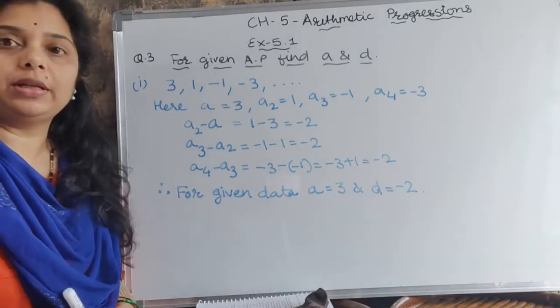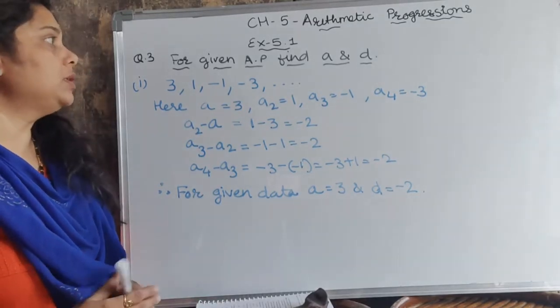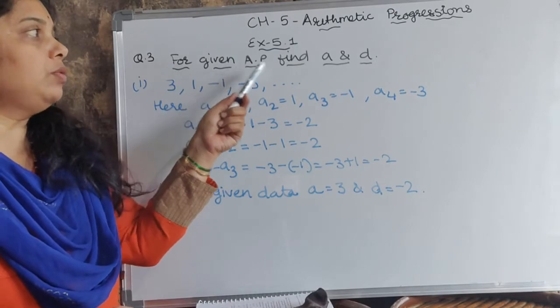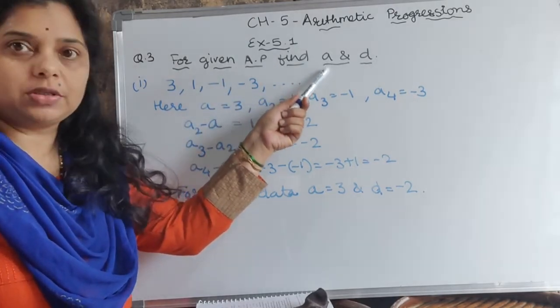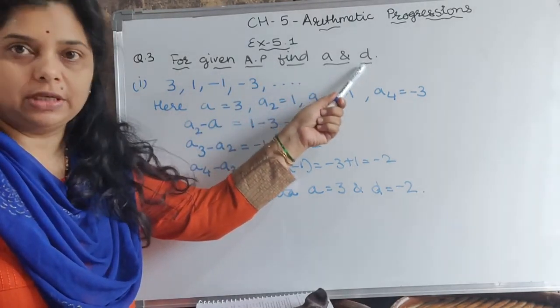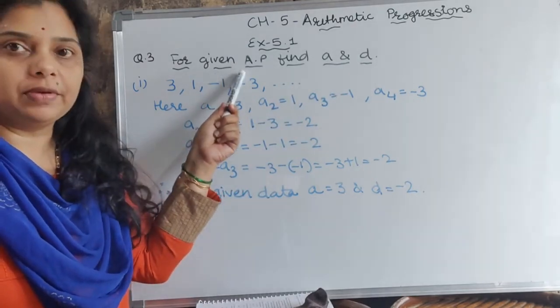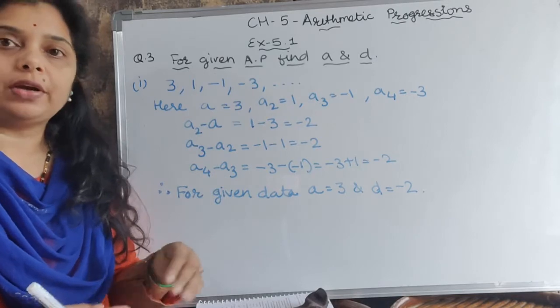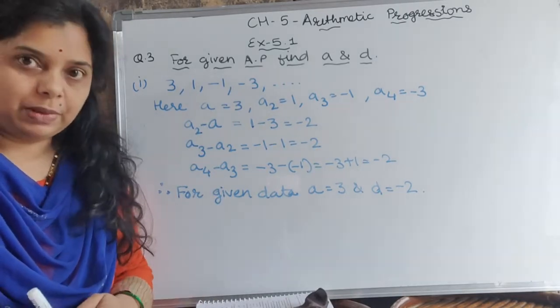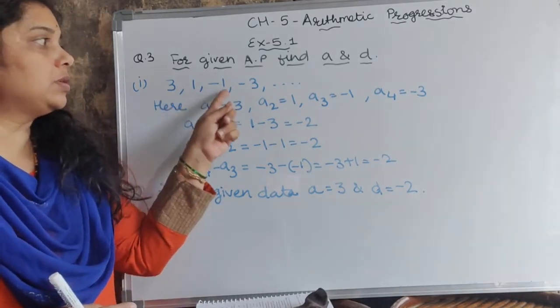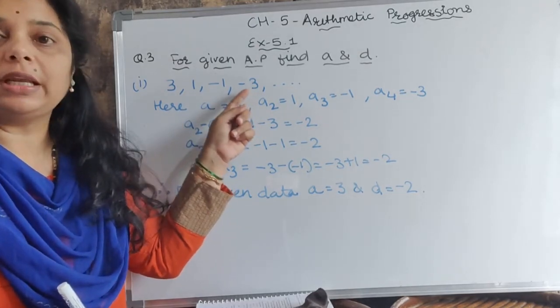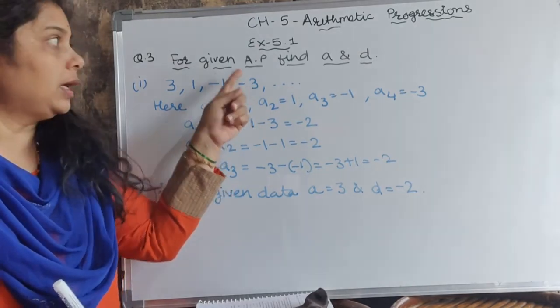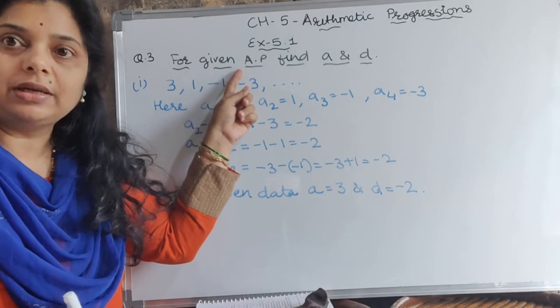Let's continue with the next question, question number 3. In this, for a given AP, you have to find out the first term and the common difference D. Here the AP is given. In the earlier question A and D were given and you had to find out the first 4 terms of an AP. Here the sequence, which means the list of numbers which is an AP, is given.